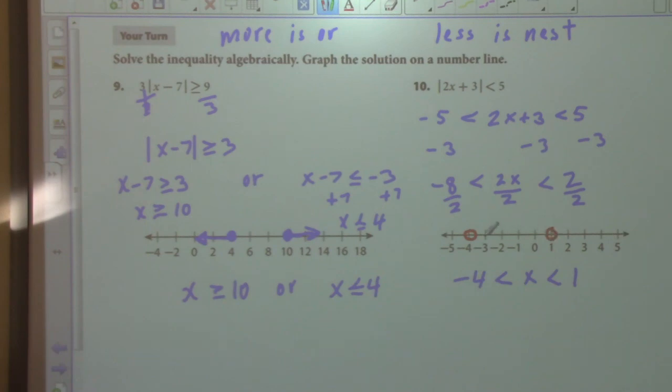And here we have less's nest, because the solution set is nested, right? Nested in between the extremities. Does that make sense? Yes. I'll just write it: between extremities.